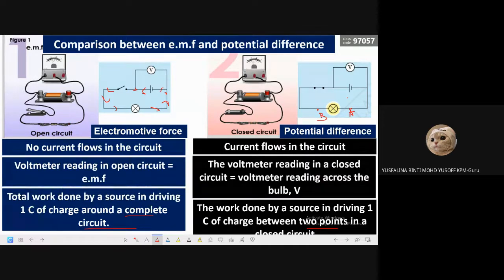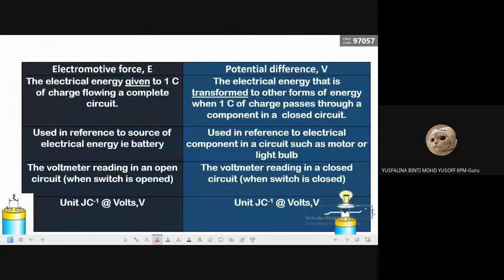Okay, and this one we already know. If there is electromotive force, when no current flows in the circuit, the voltmeter still gives a reading, right? That means the reading is for the EMF. But when the switch is closed, the voltmeter gives a reading, but you can see there is a drop of voltage. That one is V. So the unit is actually the same, right? Volt.